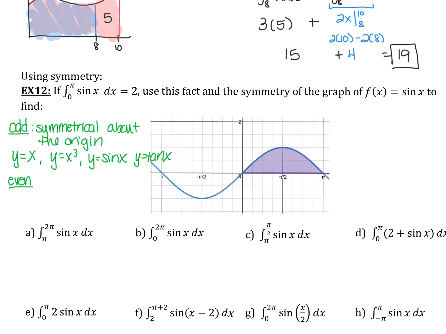Okay, then we have even symmetry. Well, even symmetry means that your graph is symmetrical about the y-axis. Well, what does that look like? Probably the most common even function that we know is y equals x squared. Y equals x squared, y equals x to the fourth, etc. Another one, a trig function, would be y equals cosine of x. These are symmetrical about the y-axis.